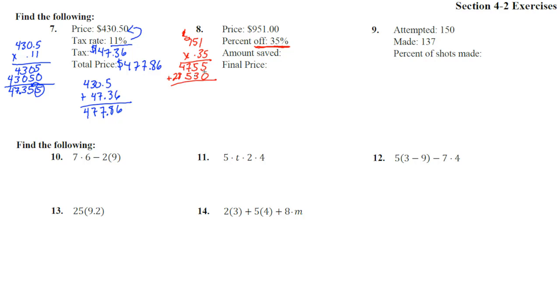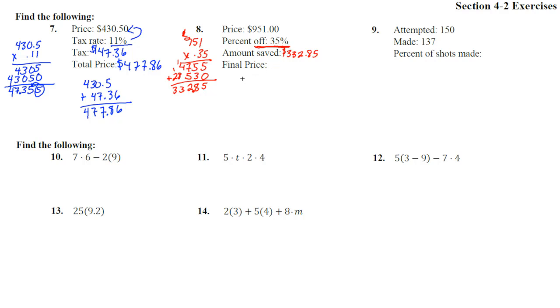And we add those. 5 plus 0 is 5. 5 plus 3 is 8. 7 plus 5 is 12. Carry the 1. 4 plus 8 plus 1, that's 13. Carry the 1. 3. And then 1, 2 decimal places behind. So the amount saved is $332.85. Whew. Oh, that's a good savings right there.